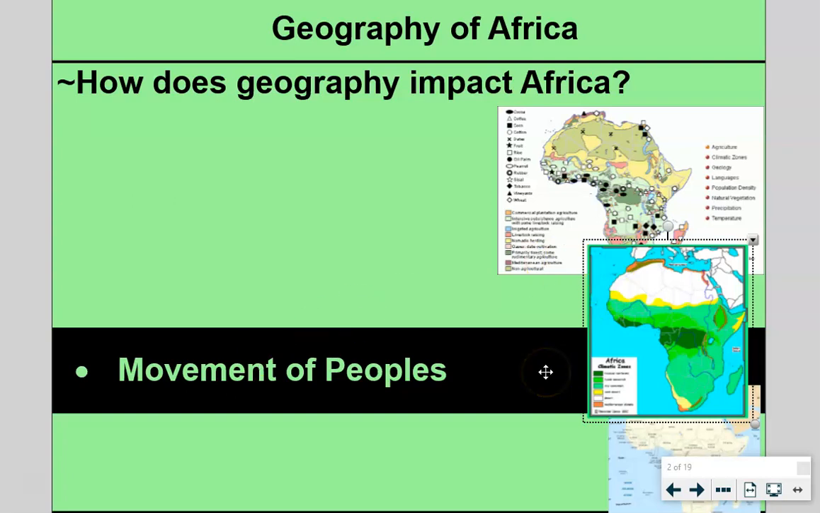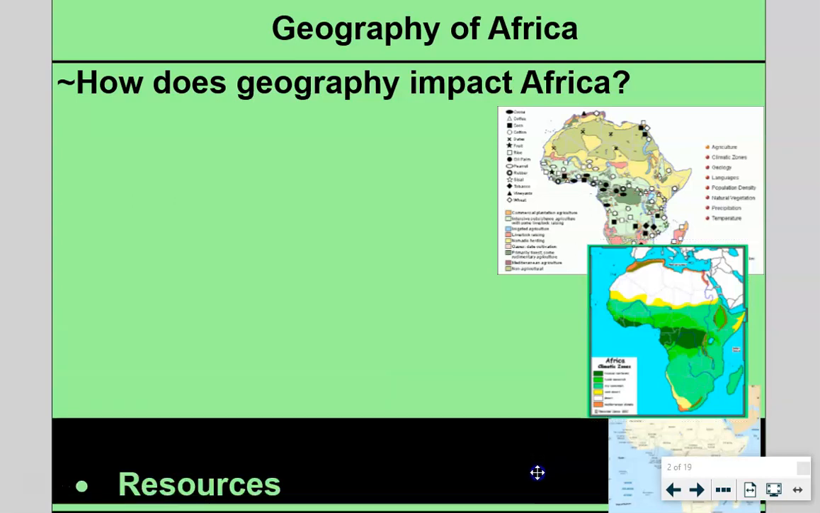Okay, so movement is very difficult. We know if you want cultural diffusion, if you want societal advancement, you have to have easy movement. Not going to be the case in Africa. The last part for geography and how it impacts Africa is resources. Africa is very, very rich in resources.